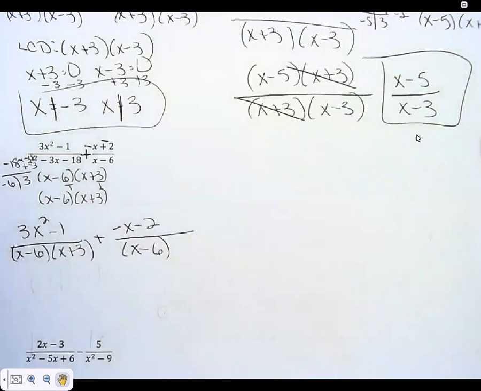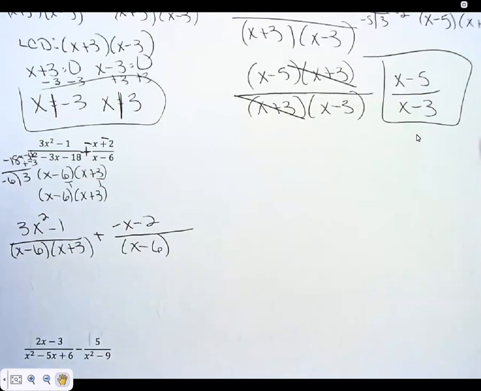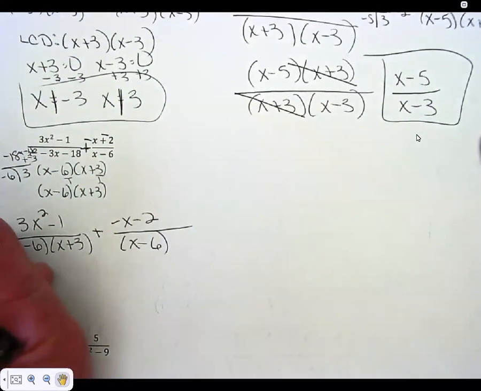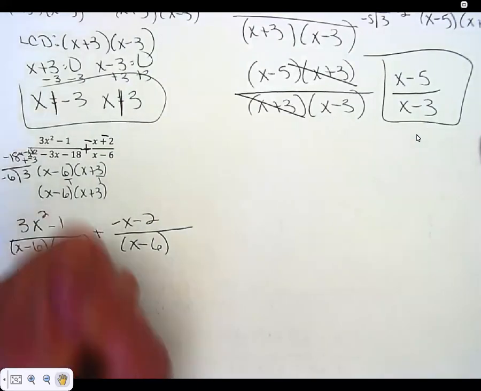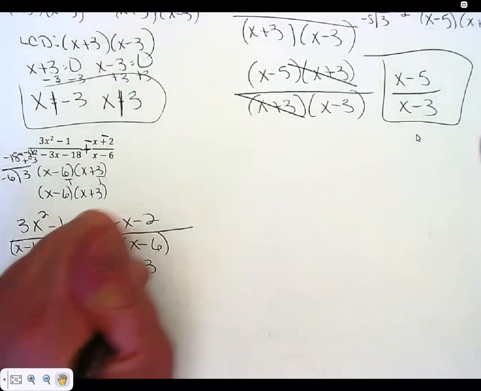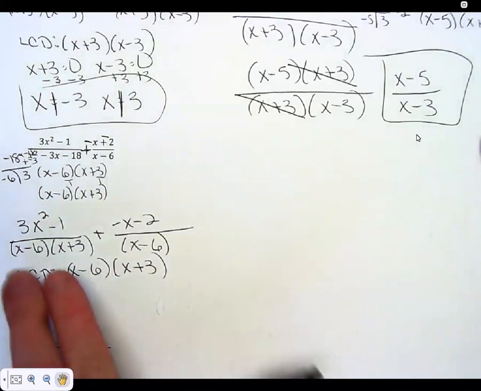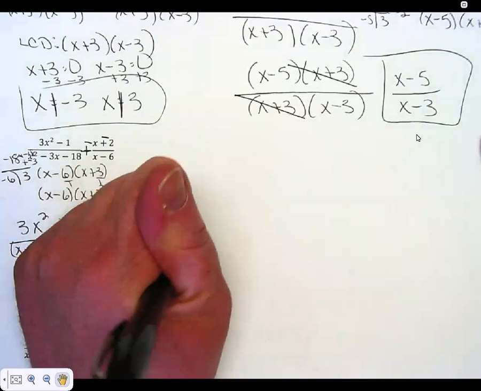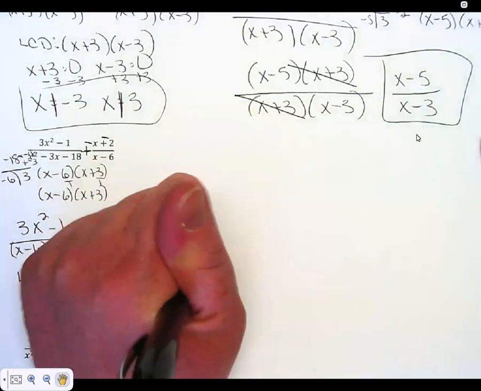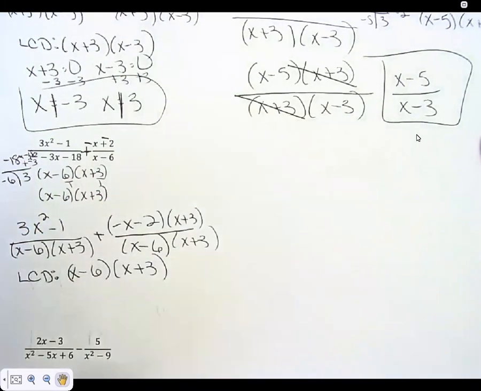Fine, so lowest common denominator, you need x minus 6 because they both have that. And that one has x plus 3, so you need that one too. So this one has everything. This one's missing x plus 3, so you got to put it in the top and the bottom. And you got to multiply everything out. So that one won't change.